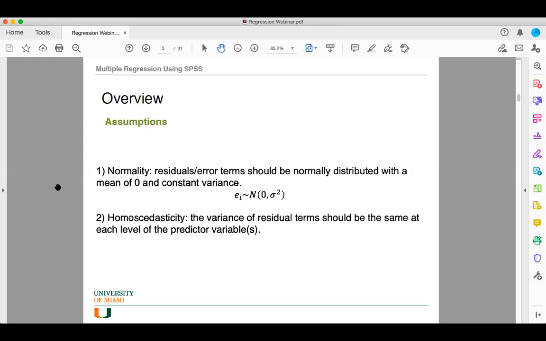By normality, we mean that the residuals or error terms should be normally distributed with a mean of 0 and a constant standard deviation or variance. The second assumption is the homoscedasticity assumption, and we mean that the variance of the residual or error terms should be the same at each level of the predictor variables.